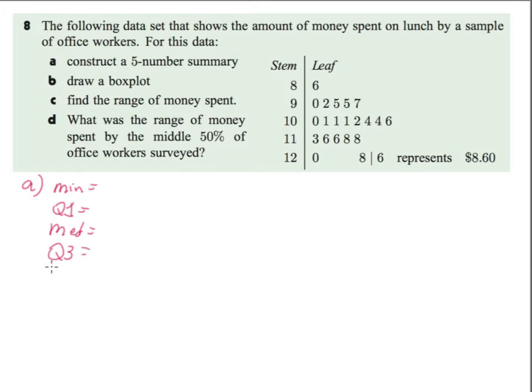Construct a 5-number summary. So 5-number summary, remember that's the min, quartile 1, median, quartile 3, and max. This time we're given a stem plot to help us answer the questions. So our minimum is going to be $8.60. Our maximum is going to be $12.